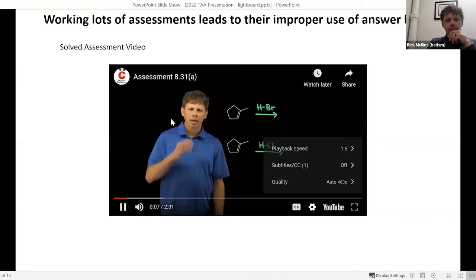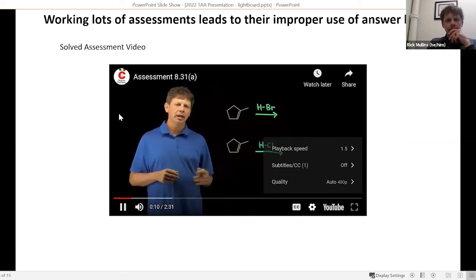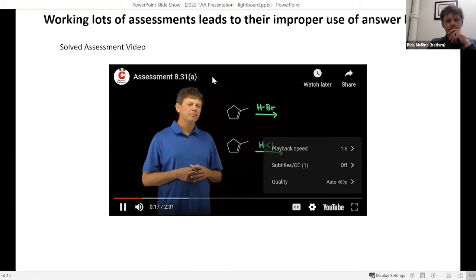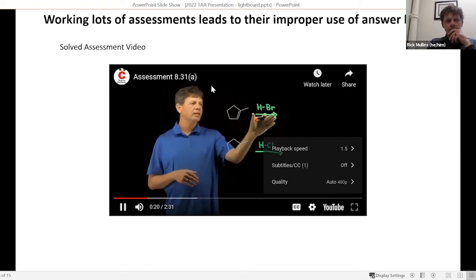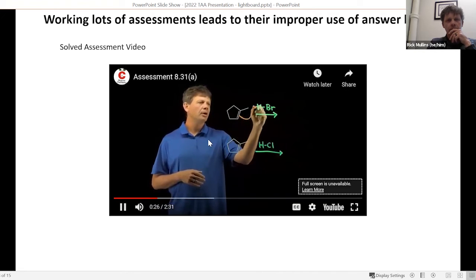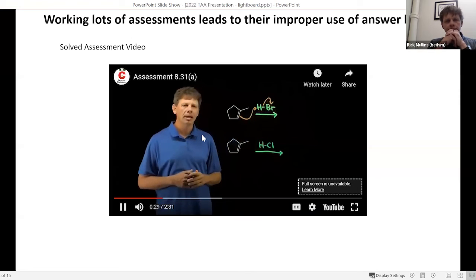This assessment asks us to predict the product of the reaction of the same alkene with HBr and HCl. As always, when we're predicting a product, we want to do this by drawing a mechanism of the reaction. What we recognize is that the alkene is nucleophilic and HBr is a good electrophile. And so we can show an acid-base reaction where the pi electrons grab the proton, kicking out Br-.